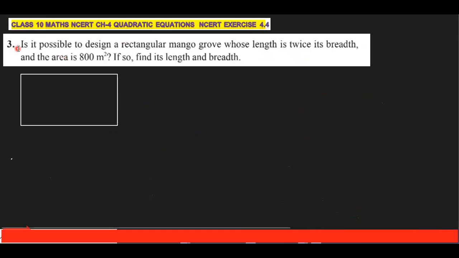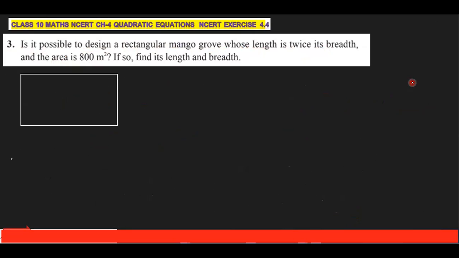Question number 3 is on your screen. Is it possible to design a rectangular mango grove whose length is twice its breadth and the area is 1800 meter square? If so, find its length and width. The question is whether we can make such a rectangular mango grove.